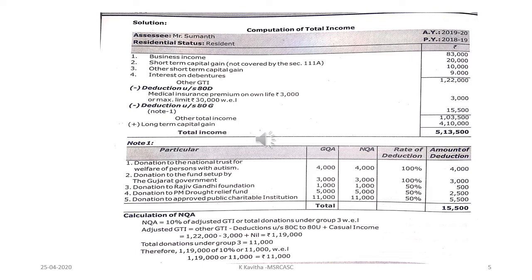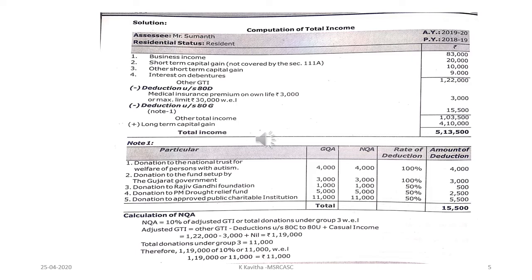This will come under Group C with limit. That means you have to calculate adjusted gross total income. 10% of adjusted gross total income or your net qualifying amount 11,000, whichever is less, that we have to take. Here, to calculate adjusted gross total income, the formula is given. The actual gross total income is 1,22,000, out of which we have to give deductions under section C to section U.